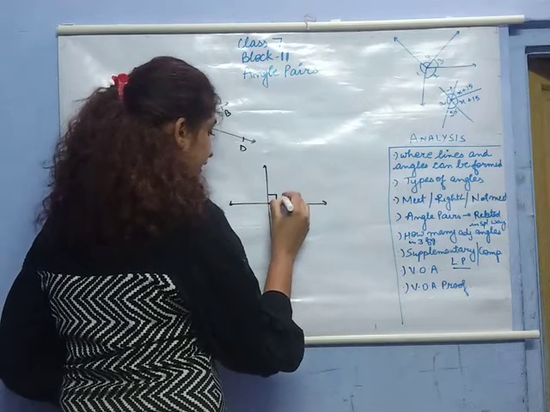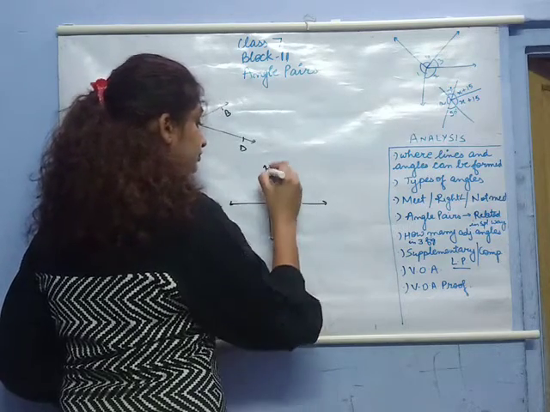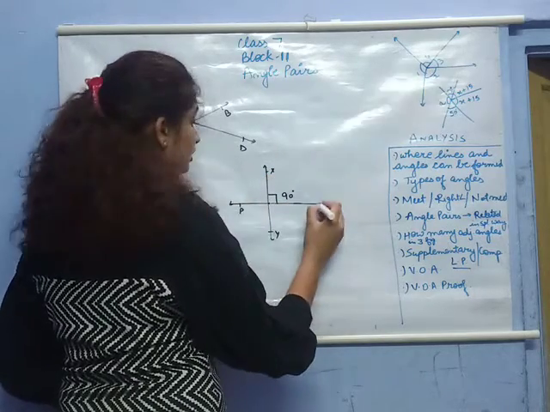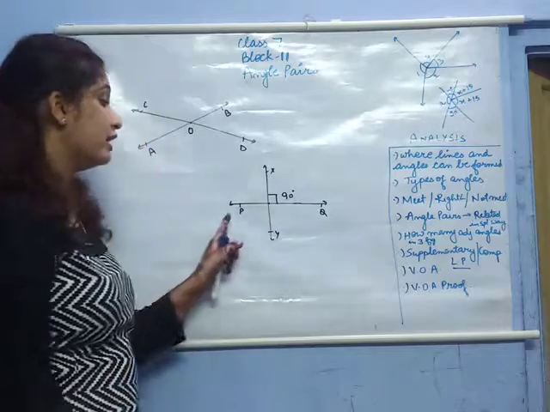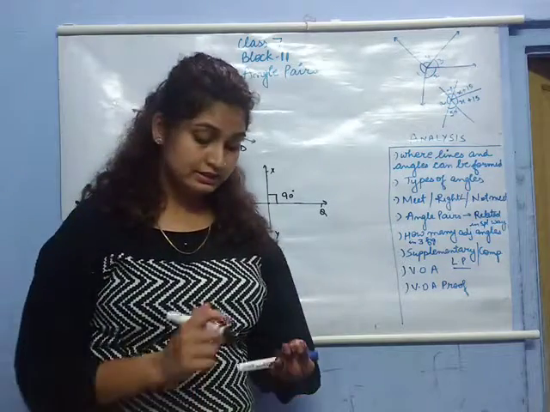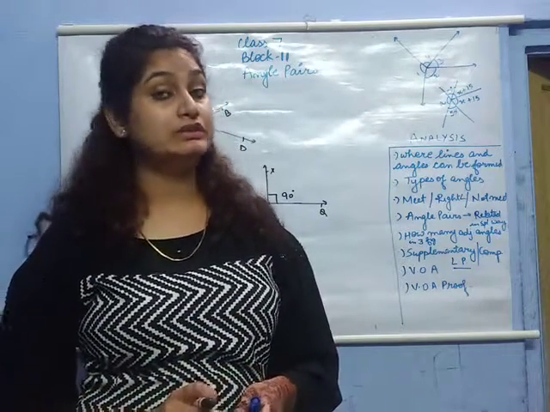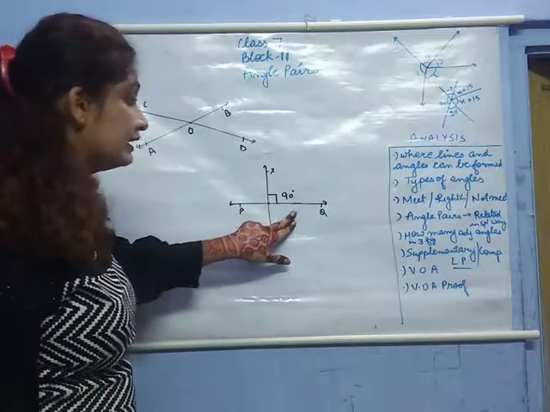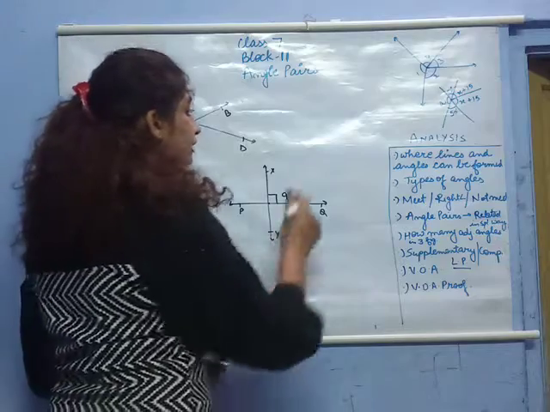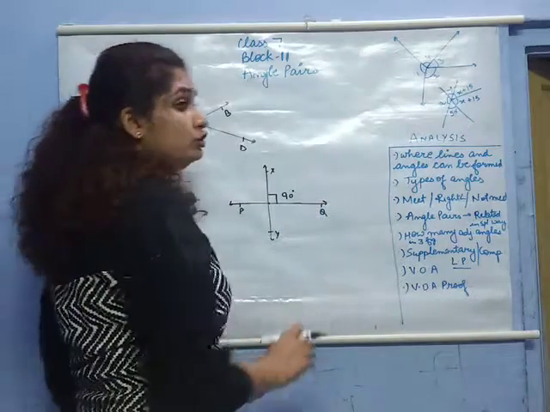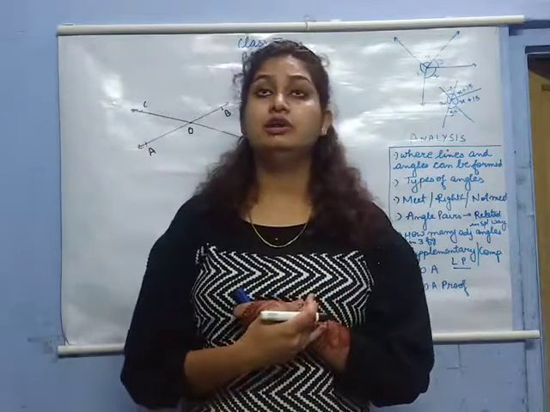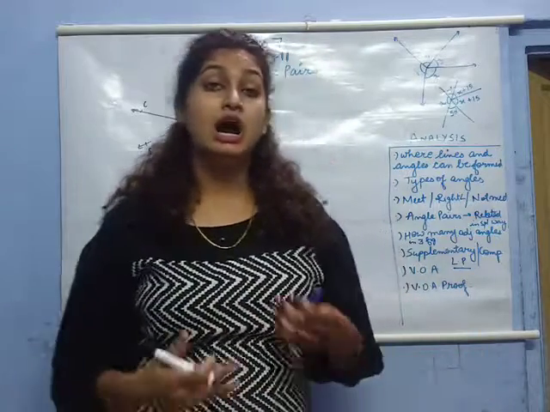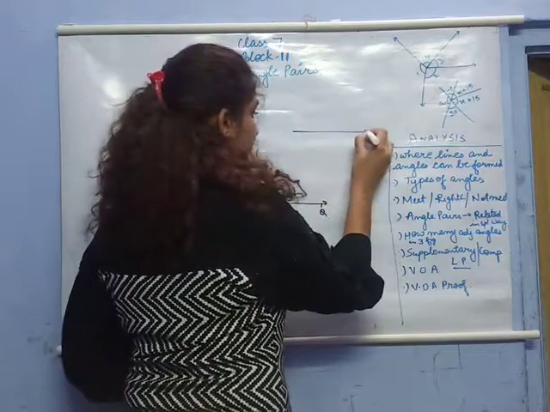This is a 90-degree angle. This is X, Y, P, Q. So XY and PQ are the two lines that are intersecting each other, but the only condition is they are intersecting at 90 degrees. Is that clear? Now, if I tell you to draw two lines which are never going to meet, how are you going to frame that?